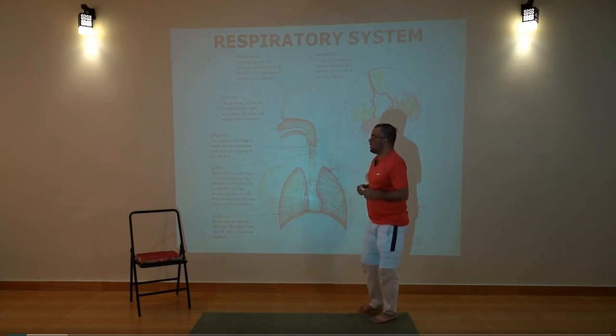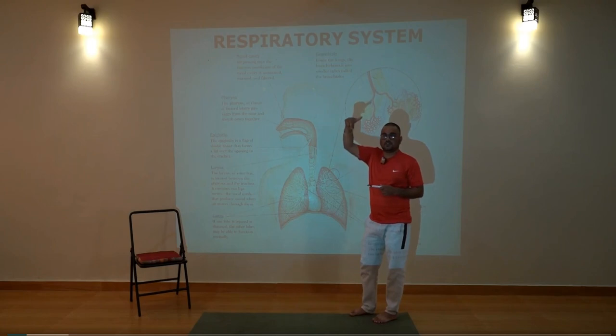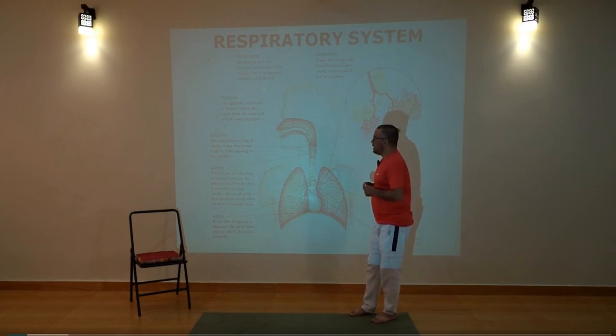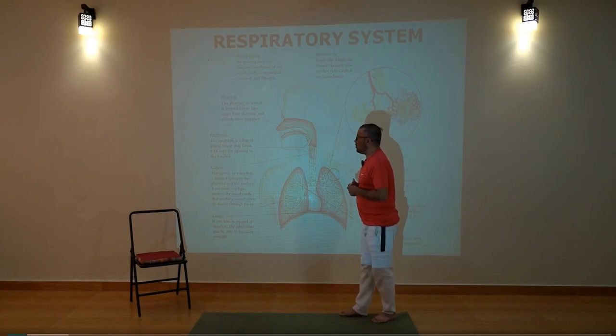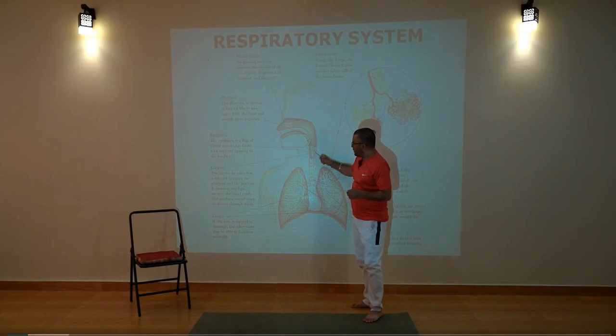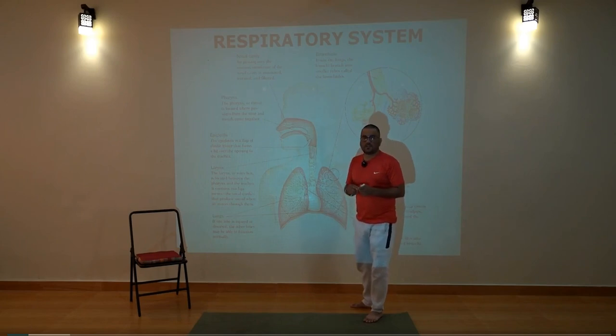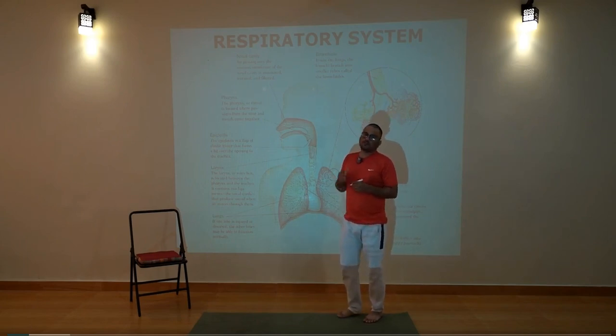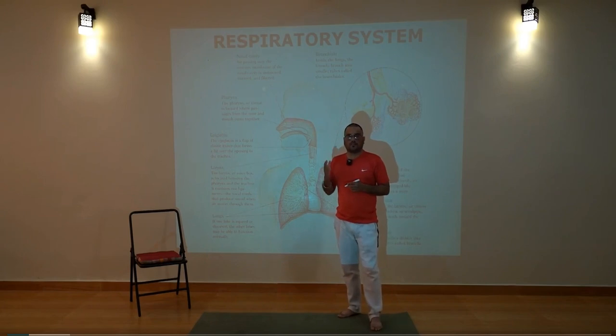The epiglottis is a flap of elastic tissue that forms a lid over the opening of the trachea, the air pipe. So the basic function of the epiglottis is to prevent food from entering into the air pipe, that is your trachea.